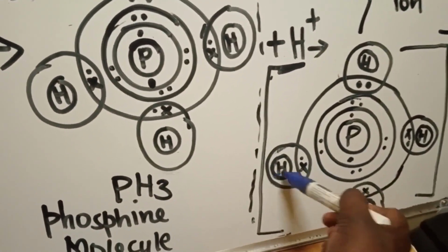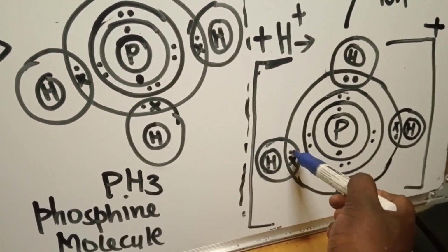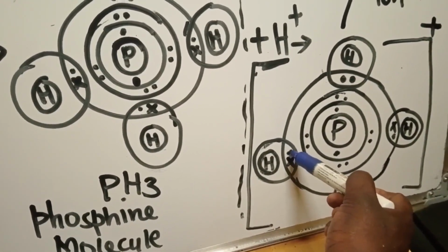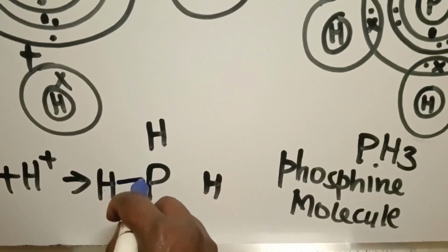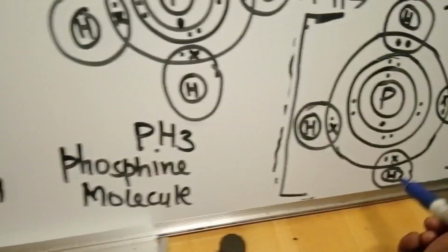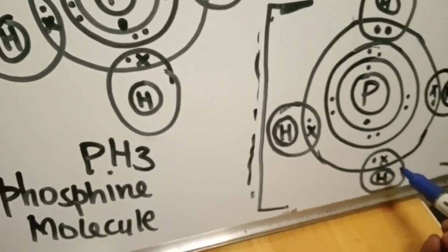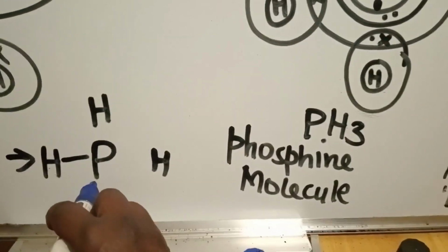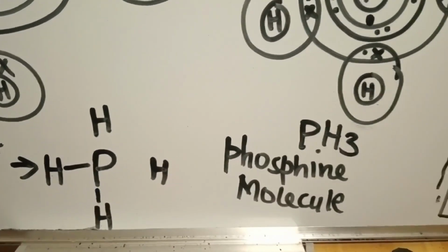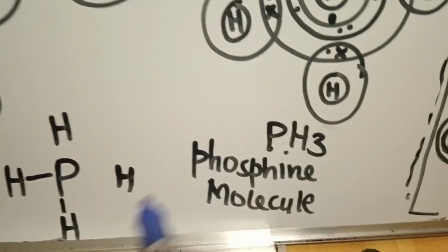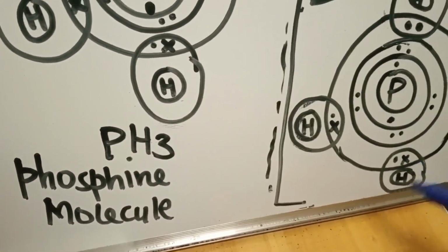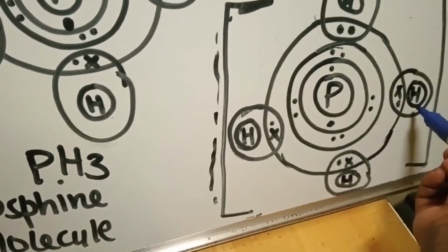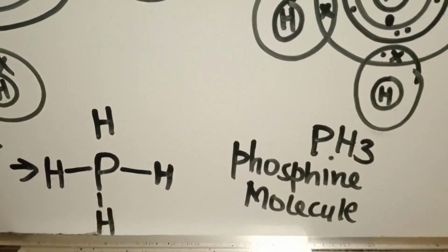So when you look at this hydrogen, let me show you using this one. You see this hydrogen that is on the left, we have a dot from the phosphorus and a cross from the hydrogen, meaning that that one is a normal covalent bond, so we put a line. When you go down here, we also have a dot from phosphorus and a cross from the hydrogen, so again it is a straight line to represent a normal covalent bond, where each one is providing an electron to share. The same with this one on the right, a dot and a cross, so again a normal covalent bond.